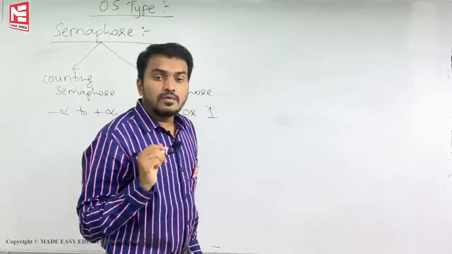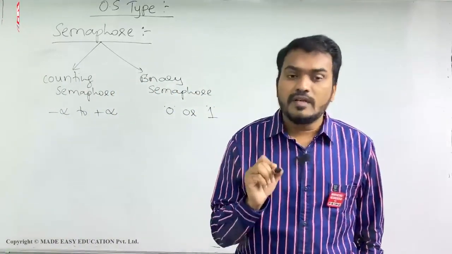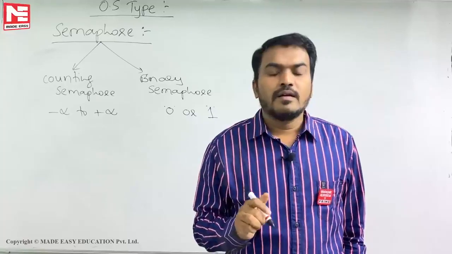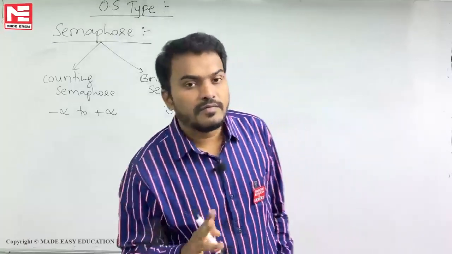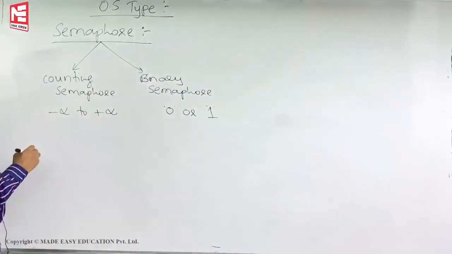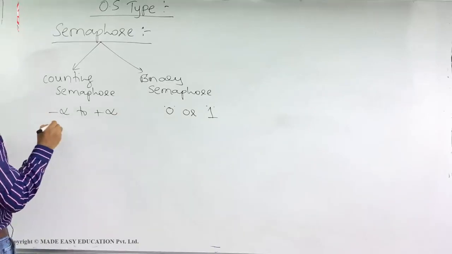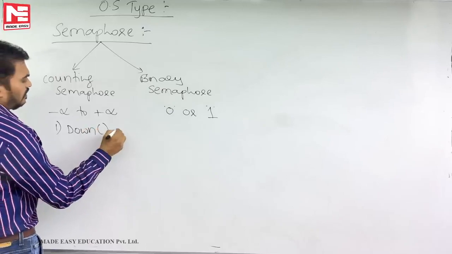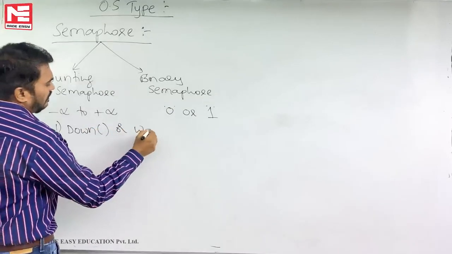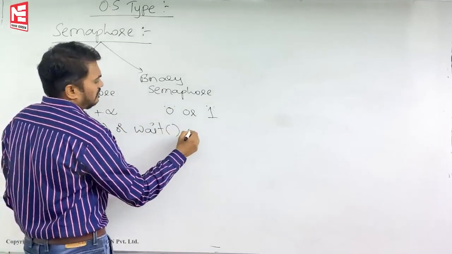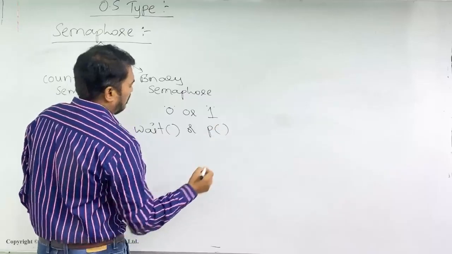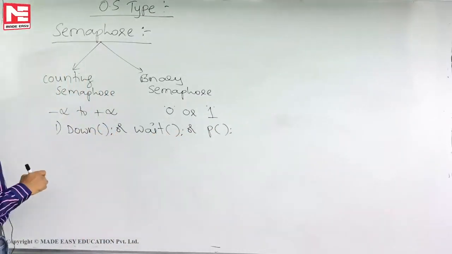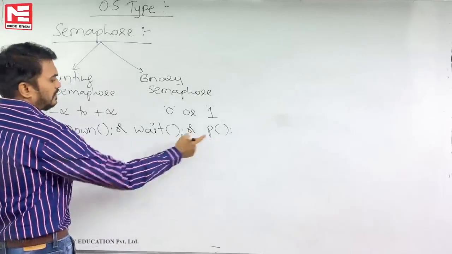operations will be performed on the semaphore variable. Two different operations are performed on the semaphore variable. So what are the two different operations performed on the semaphore variable? Note down. The first one is the down operation. Down is also called a wait operation, or it is also called a P operation. Note down: down or wait or P.